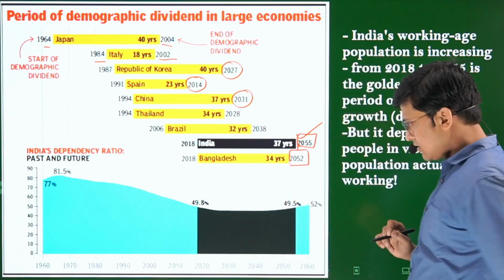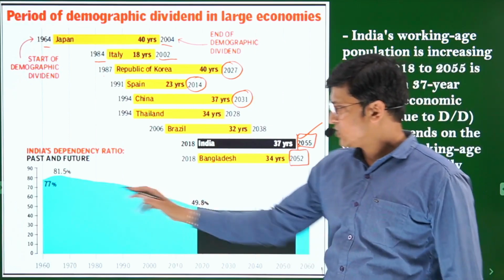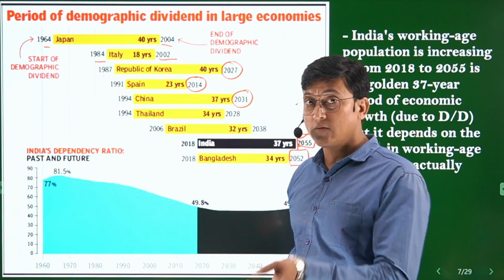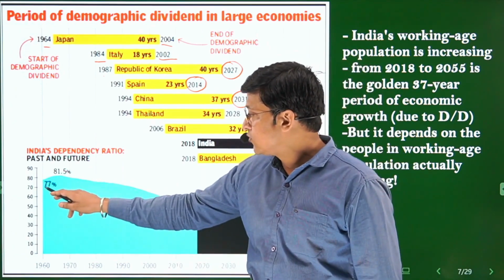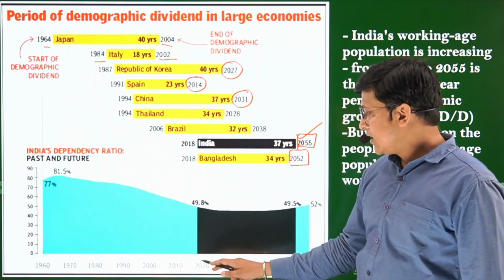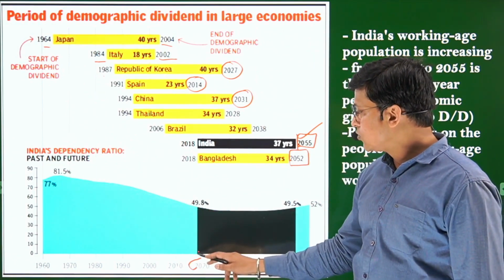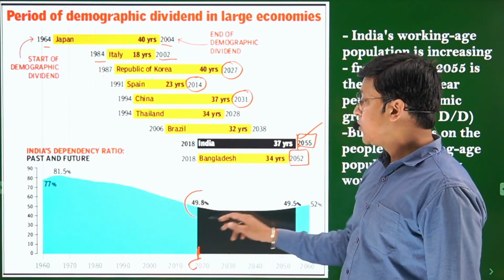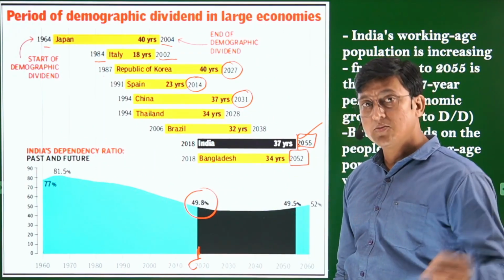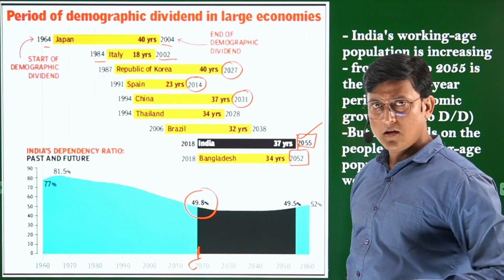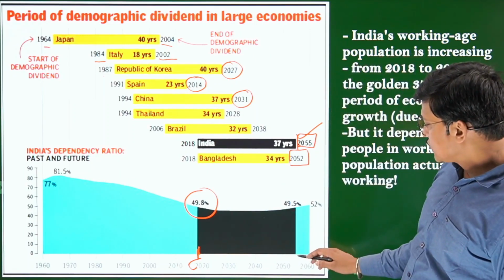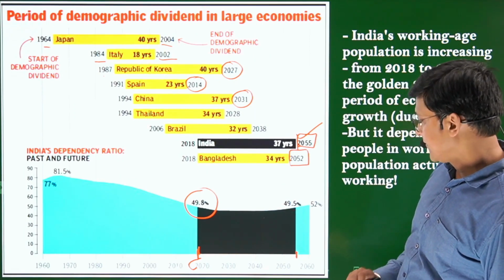You can have a look at this chart, right? So this is the position in 1960. The ratio of the dependent population is higher. It was 77%. Now it is continuously going down, down, down, and down. And in 2010, in 2018 in fact, 49.8% was the dependent population. That means it was the point when the working age population was higher than the dependent population. And it is going to be like this only till 2055.